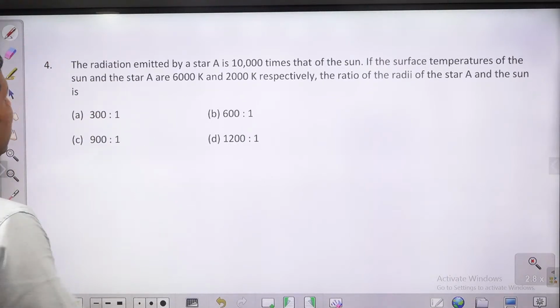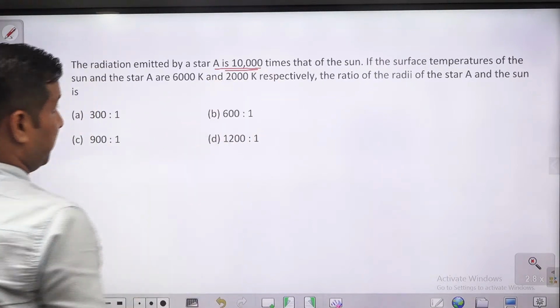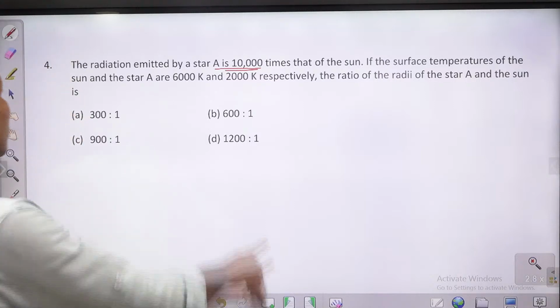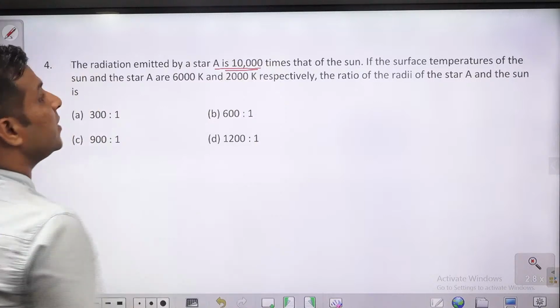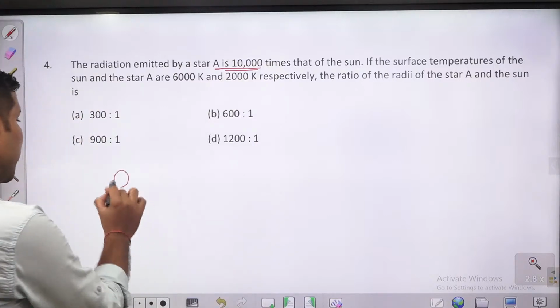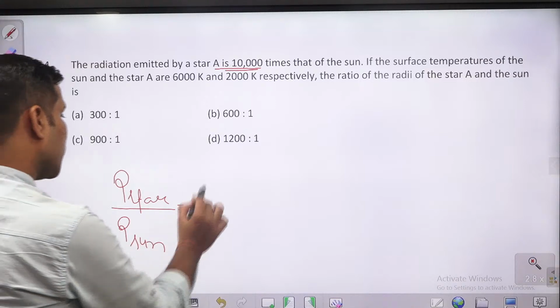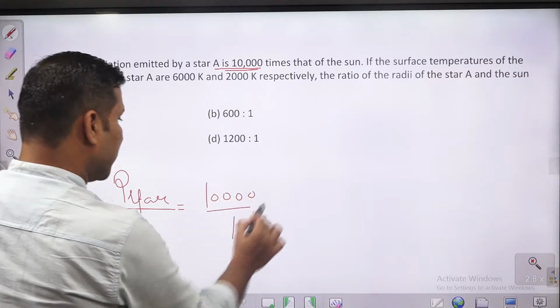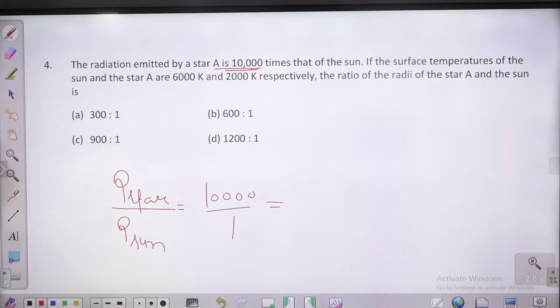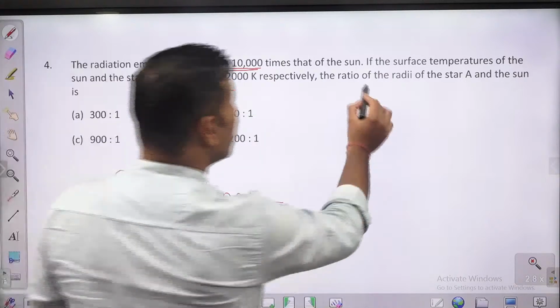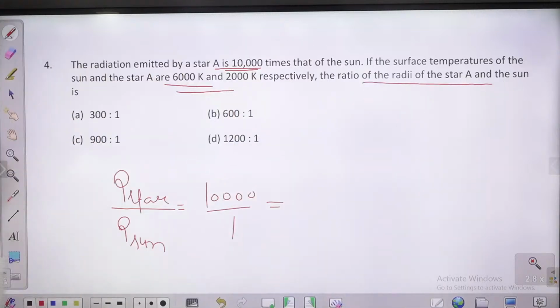So the radiation emitted by a star A. So there are two bodies. There is a star A, okay, and there is the sun. So the radiation emitted by the star is 10,000 times that of the sun. Radiation emitted by star, radiation emitted by sun, this is 10,000 times. कितना है ये? 10,000 times. Okay. So the surface temperature of the sun and star is given, and it is asking you the ratio of the radii of the star and sun. What will be the ratio of the radii of the star and sun? Star and sun की radii का ratio क्या होगा?